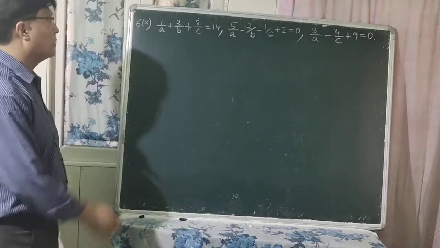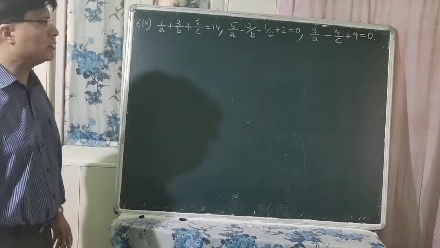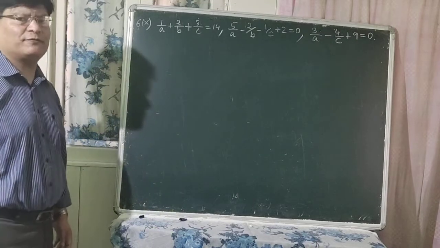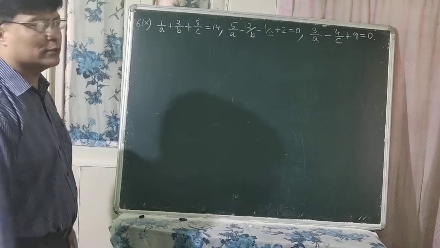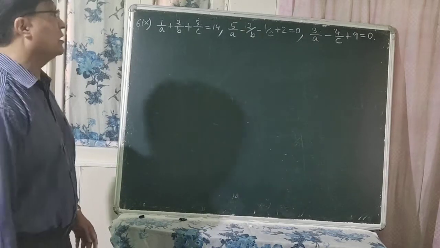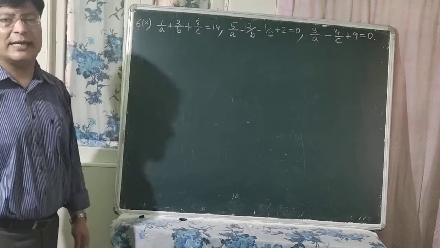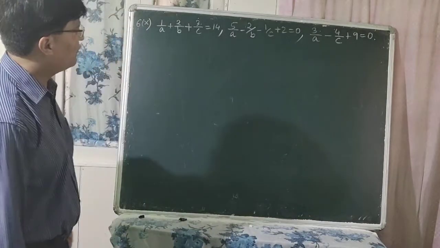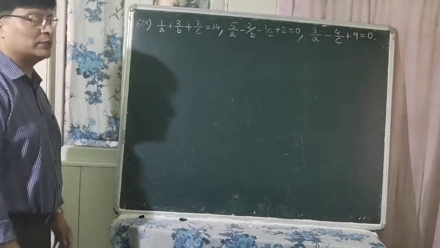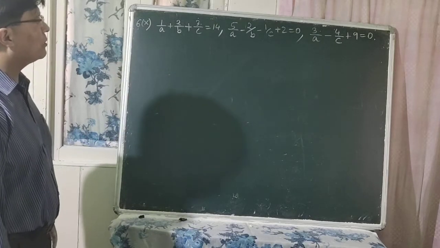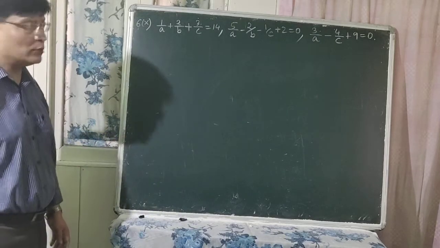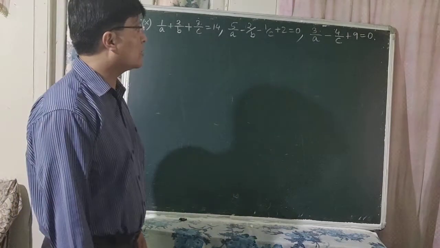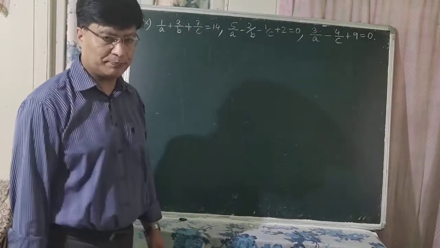So now we will do this question. That means you have to solve this equation. But this equation is given in terms of fractions, that is, all the variables are in the denominator. Here the variables are given as a, b and c, but these are in the denominator. So what is the first equation here? 1 upon a plus 2 upon b plus 3 upon c is equal to 14. What is the second equation? 5 upon a minus 2 upon b minus 1 upon c plus 2 is equal to 0.